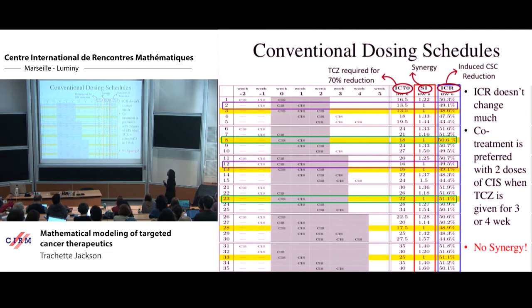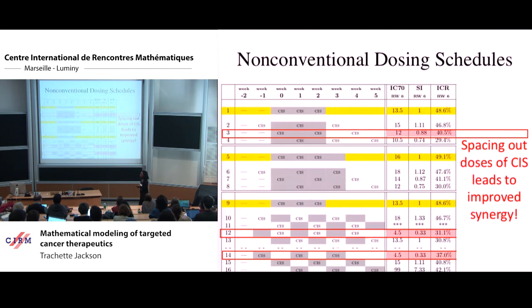So we went back and said, well, if we look for non-traditional dosing schedules, maybe we can find some synergy. And so what we did is begin to space out the chemotherapy and the targeted therapy, and we see in red the first case where we get a synergy index that is less than one. And then we ran some other simulations, and we could get the drugs working really well together by spacing out the doses of chemotherapy and targeted therapy. The best results are either co-treating and waiting a week, or pre-treating with the targeted therapy followed by the chemotherapy. In both cases, you get similar synergistic effects.